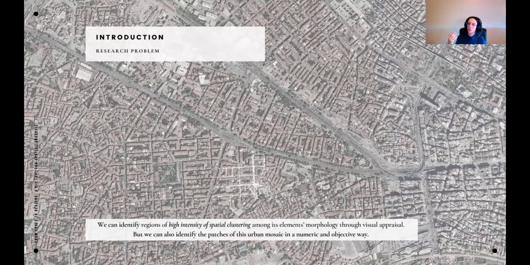We all know that as cities change and evolve in time, the urban form carries within itself a set of patterns encoding a unique identity. And this identity will vary, obviously, depending on geographical and historical contexts. But as we can, just through visual appraisal, identify these different patterns, our assumption is that we can also numerically and objectively define these patches. Because in fact, these patches or regions, as we could also call them, are areas of a high intensity of spatial clustering among their morphological elements. And this is exactly our research problem.